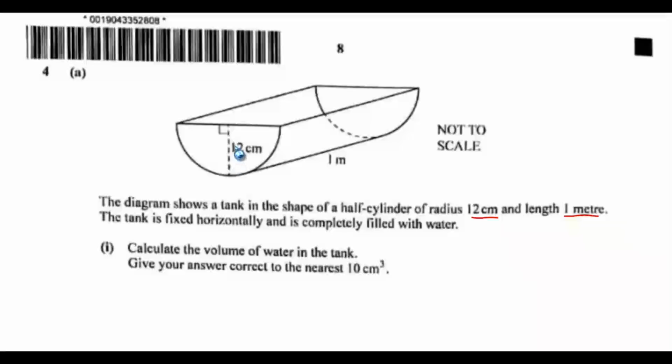Okay, so this is a cross section. To get the volume, it will be the cross section area multiplied by the length. That will give us the volume of this shape. The radius is given as 12 centimeters. You can say r is equal to 12 centimeters, and the length, let's say l, is equal to 1 meter, which is equivalent to 100 centimeters.